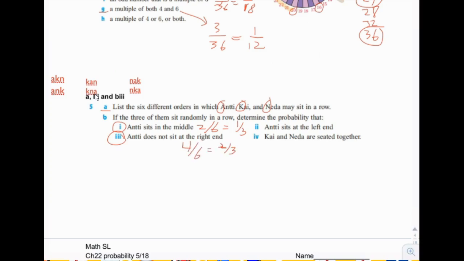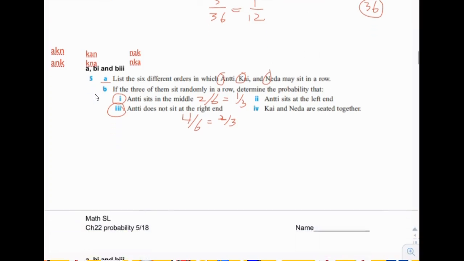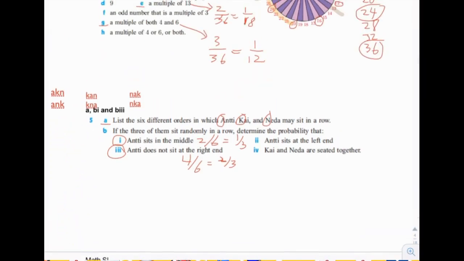Okay. So that's it for page 4. And the next one is page 5. So I'll stop here.